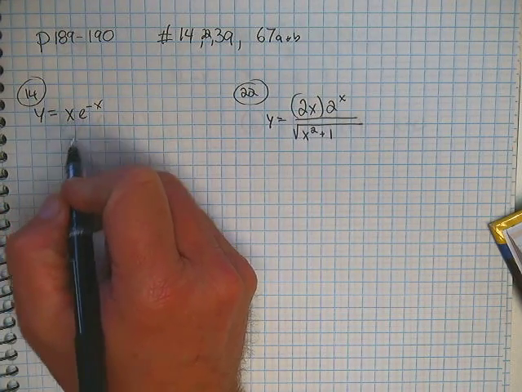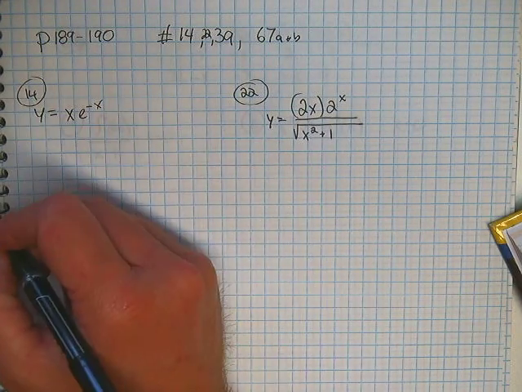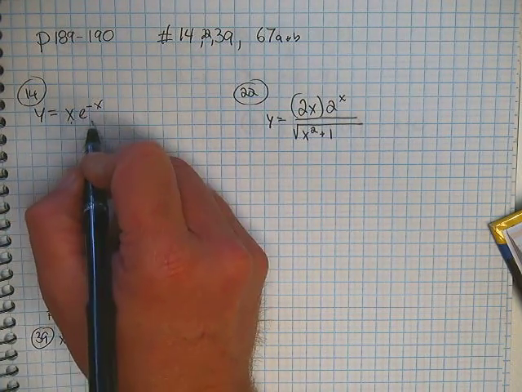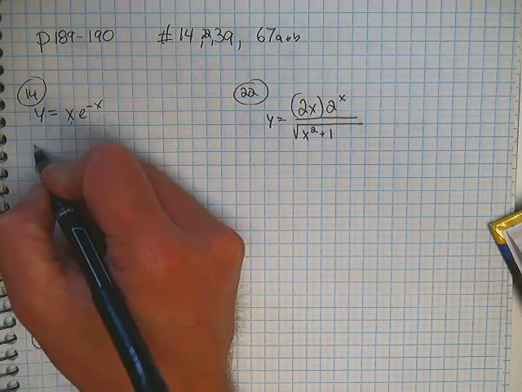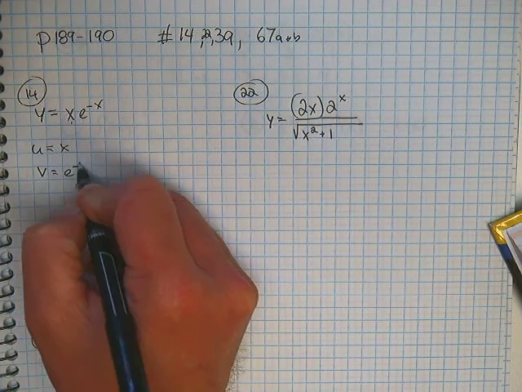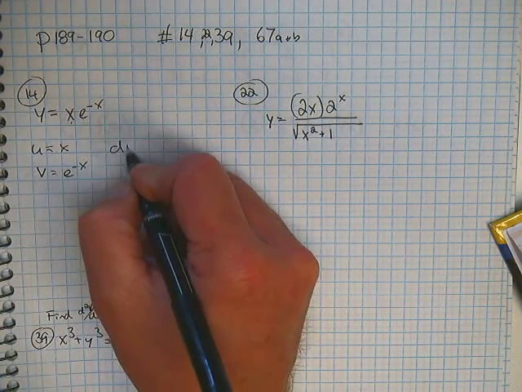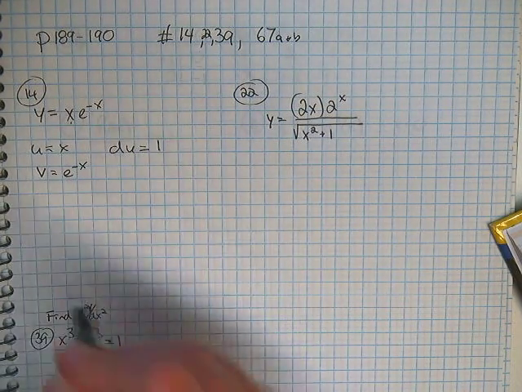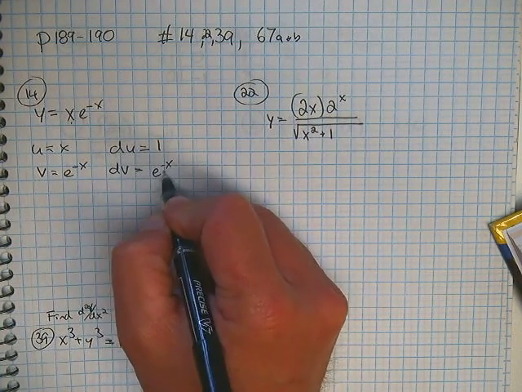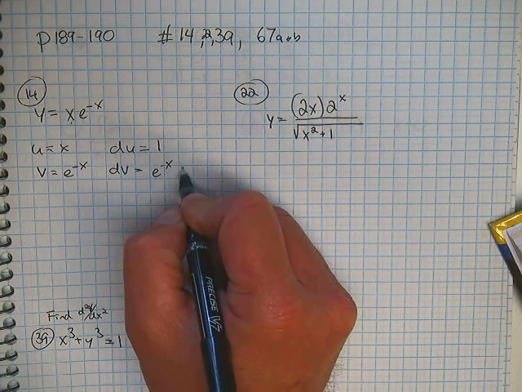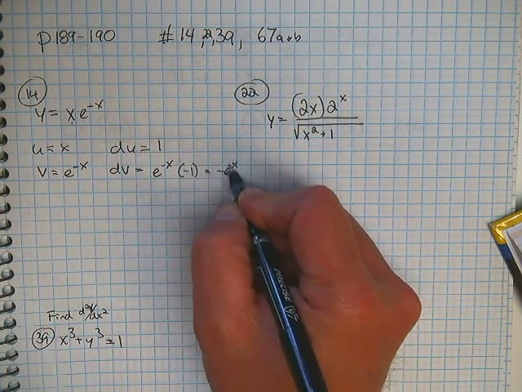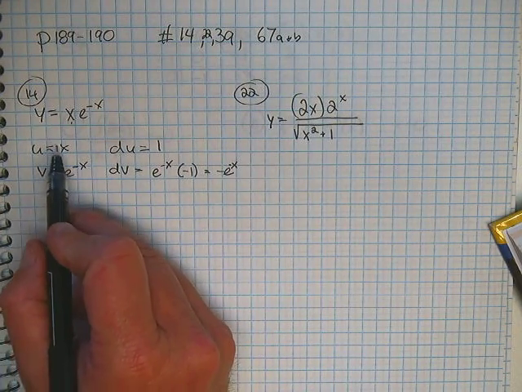We look at this, we've got y equals x e to the negative x. It says to find the derivative of the function. Looking at this one right away, we see that this is an x times e to the negative x. So that tells us we use product rule. So we say u is x, v equals e to the negative x. du, the derivative of x, is just 1. The derivative of v is e to the negative x times the derivative of that negative x, which is just negative 1. So we would write that as negative e to the negative x.